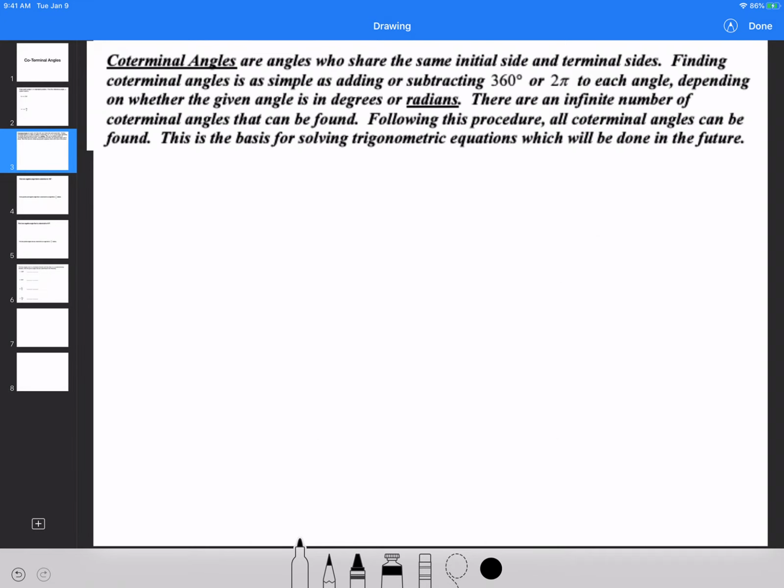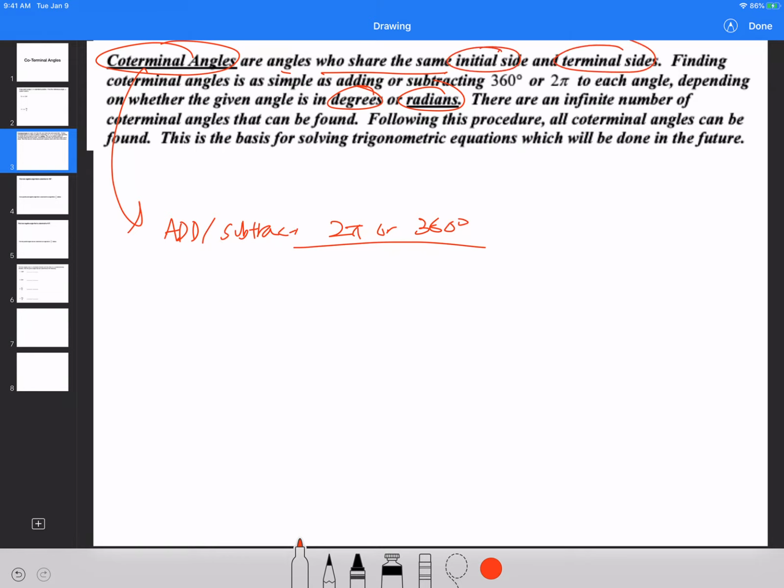Okay, so for today, we're going to be talking about coterminal angles. And this is the basic definition of it, but the way that I always think of it is you add or subtract 2 pi or 360 degrees based upon what you're given. So if you're given degrees or radians, it really changes the context, right? What you really need to understand for coterminal angles is that they share the same initial side and terminal side. So what does that mean?